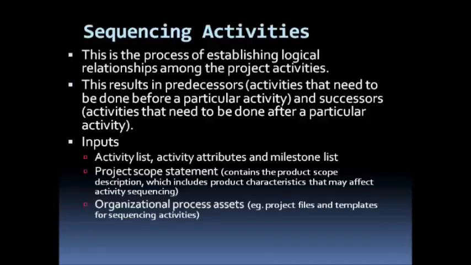Then we could also make references to the project scope statement, which will be able to give us more detail about the product, and the characteristics of the product might help us to know how to sequence activities when executing the project. Then once again, organizational process assets are always useful in terms of references when sequencing activities.